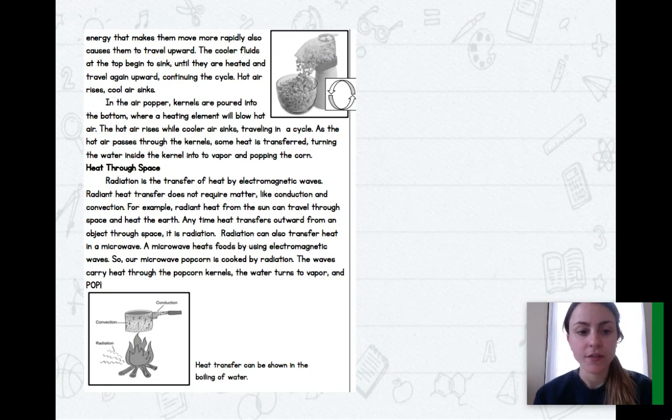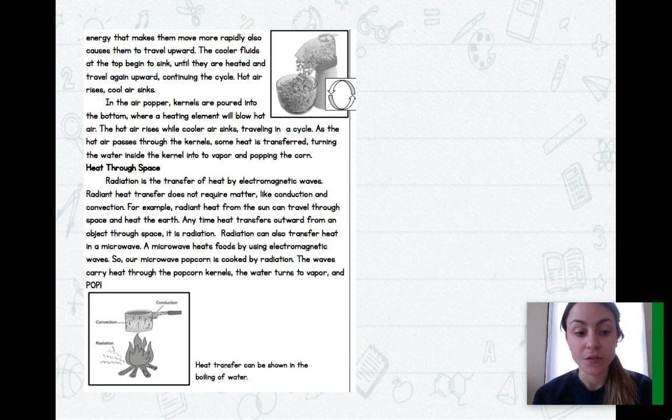Heat through space. Radiation is the transfer of heat by electromagnetic waves. Radiant heat transfer does not require matter like conduction and convection. For example, radiant heat from the sun can travel through space and heat the earth. Anytime heat transfers outward from an object through space, it is radiation.